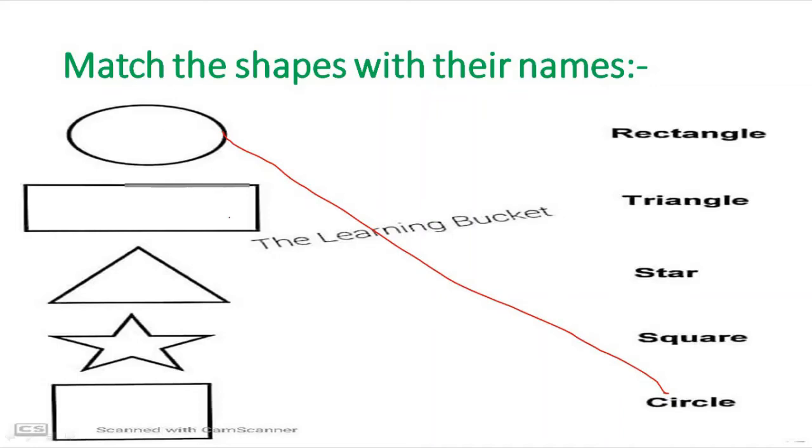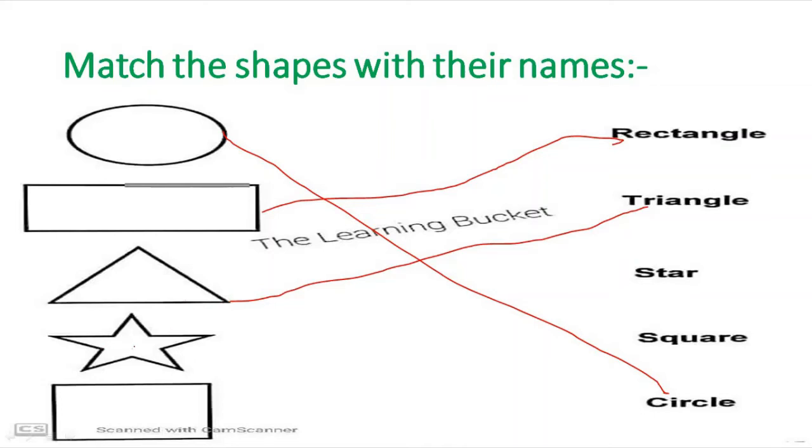Rectangle. Where is the rectangle? Here it is. R-E-C-T-A-N-G-L-E, rectangle. Okay. Now triangle. Where is the triangle? Yes, here it is. T-R-I-A-N-G-L-E, triangle. Done.